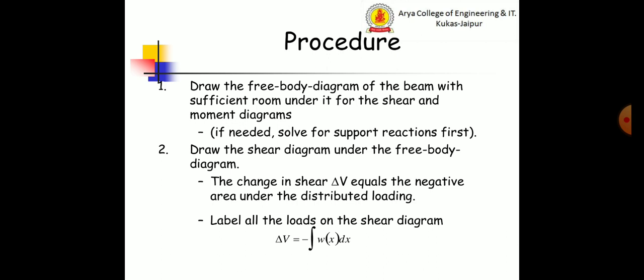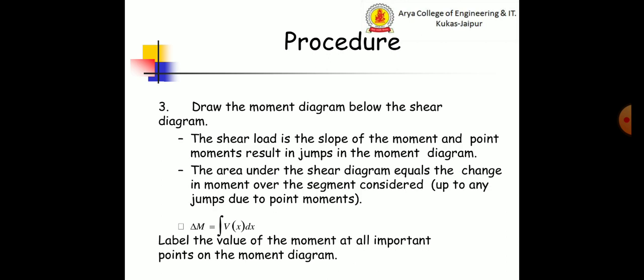This is the procedure. First, draw the free body diagram of the beam with sufficient room under it for the shear and moment diagrams. If needed, solve for the support reactions first. Generally, we need this. Draw the shear diagram under the free body diagram. The change in shear equals the negative area under the distributed loading. Label all the loads on the shear diagram. Delta V is equal to the negative integration of w dx.